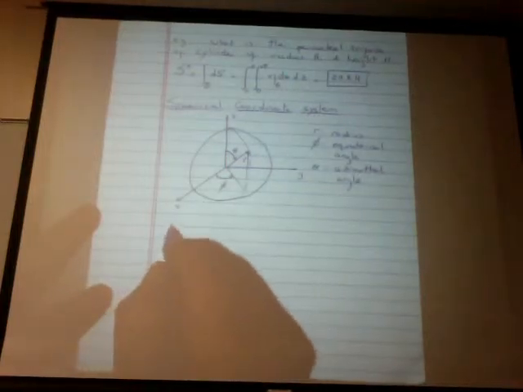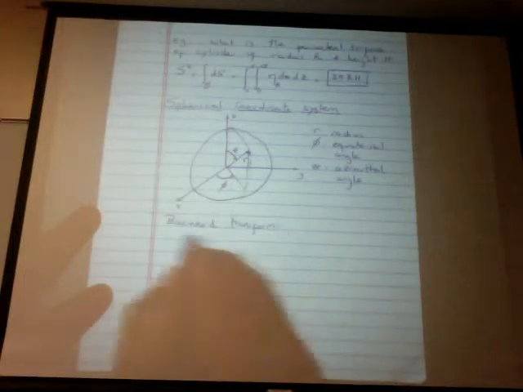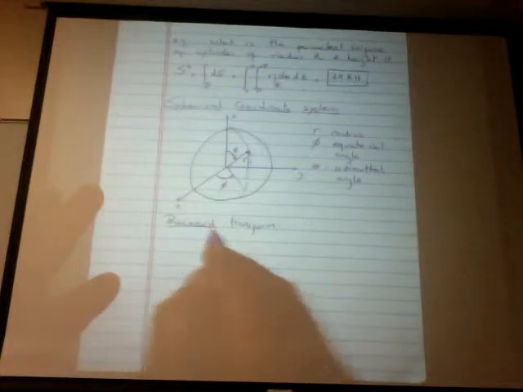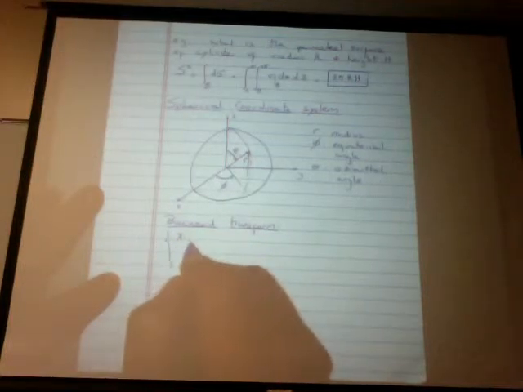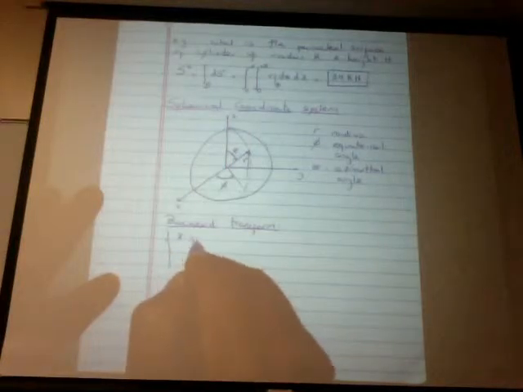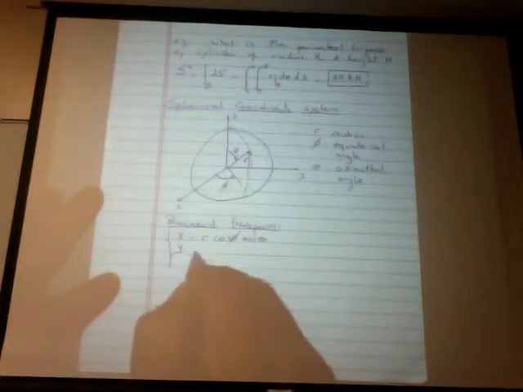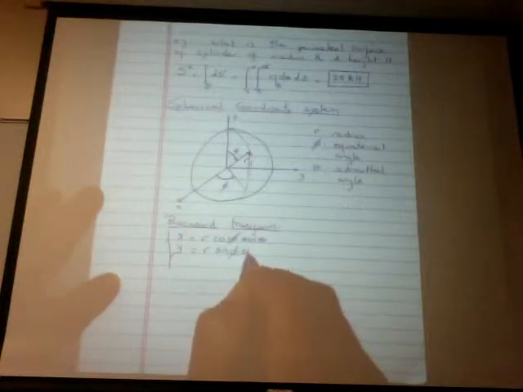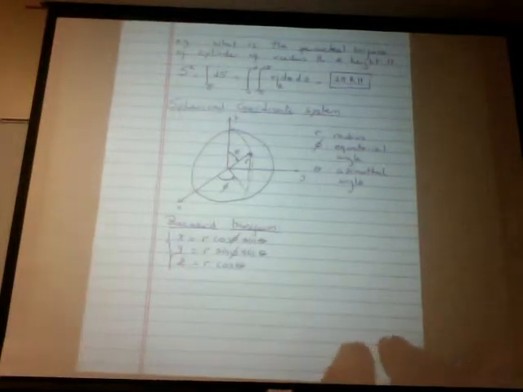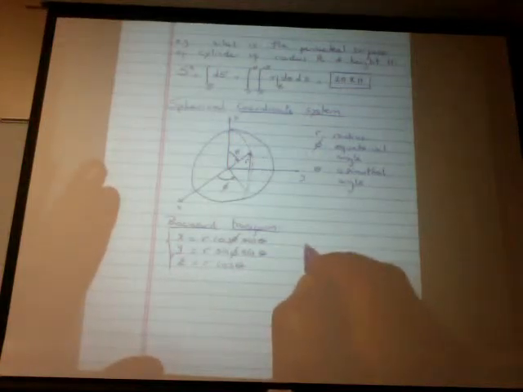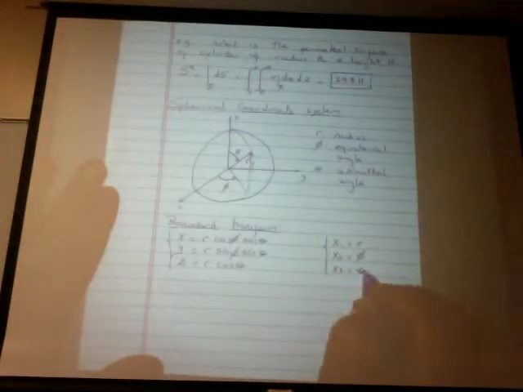So the backward transformation between Cartesian and spherical looks like this. X is equal to r cosine of phi sine of theta. Y is equal to r sine of phi sine of theta. And z is equal to r times the cosine of the azimuthal angle, such that x1 is equal to r, x2 is equal to phi, and x3 is equal to theta.